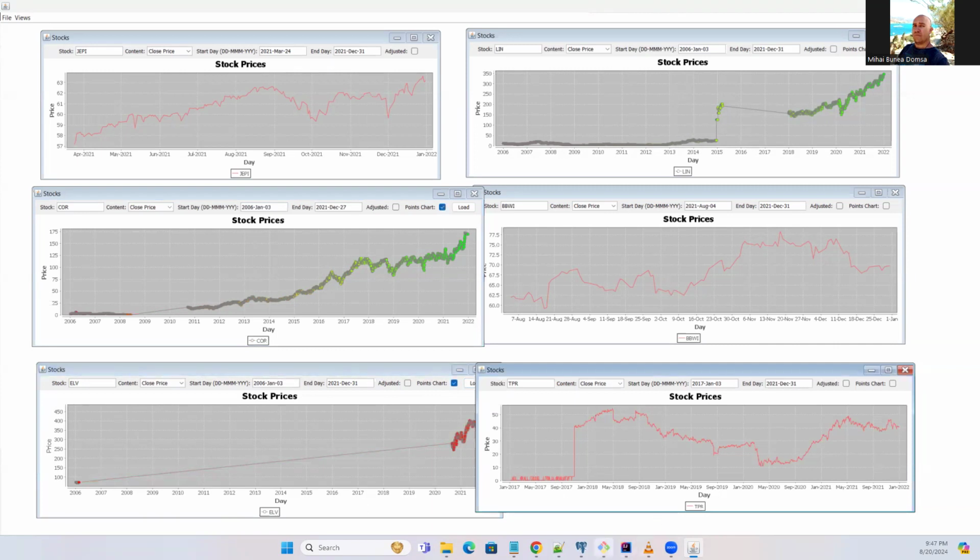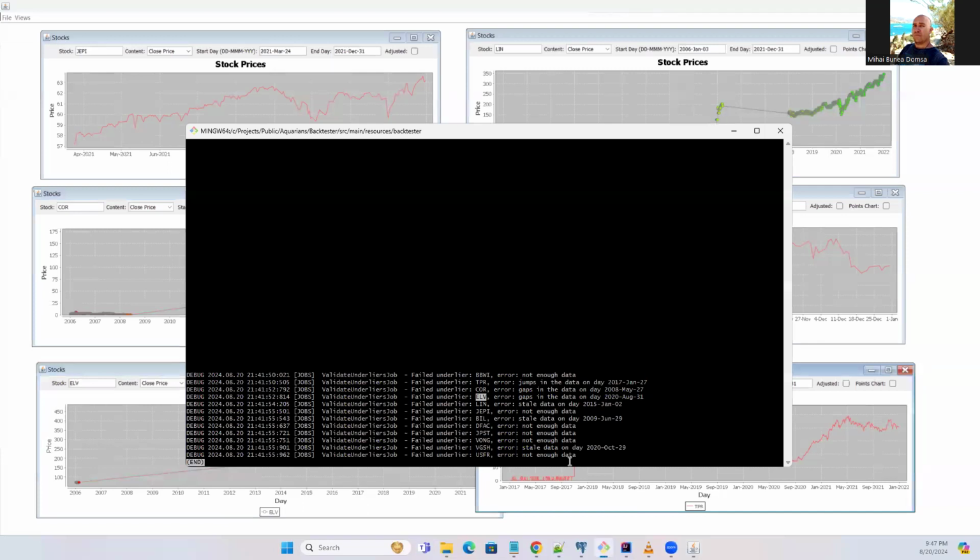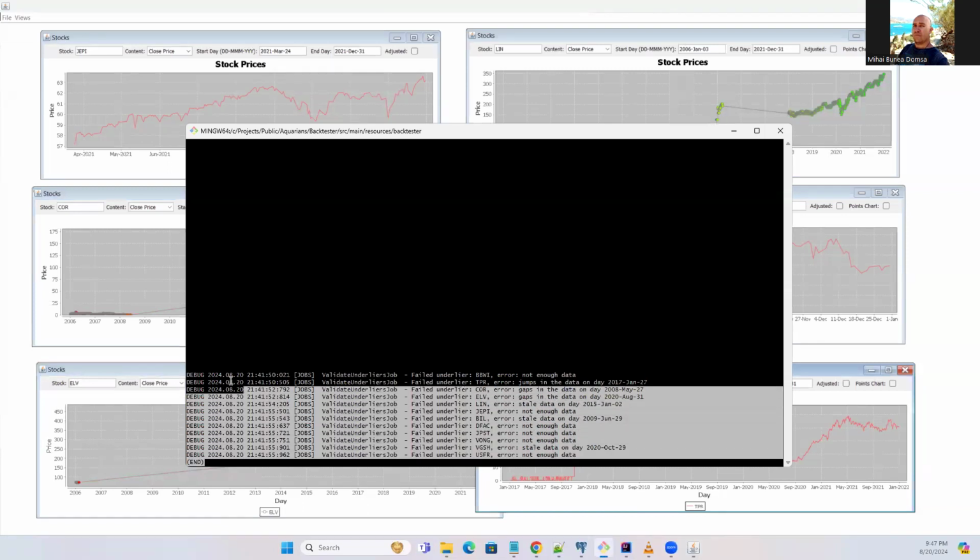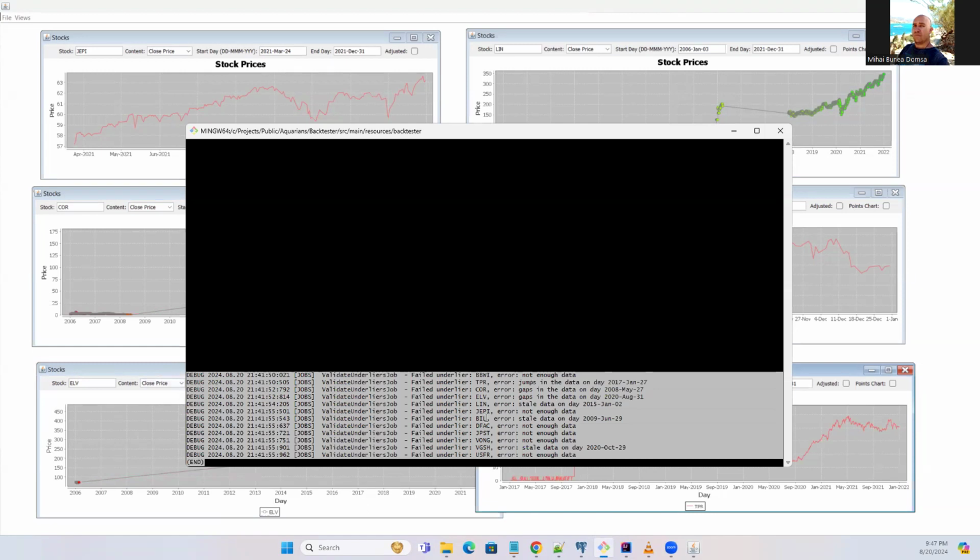So these sort of problems can appear in the data, and you just don't want to do backtests with these stocks because the results are faulty. So that's one of the things that data validation is doing. So first, just eliminate the underliers that have problems.